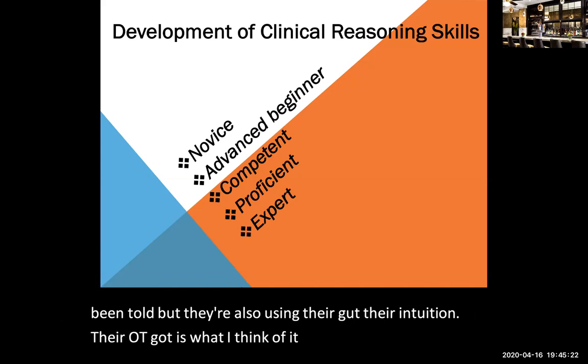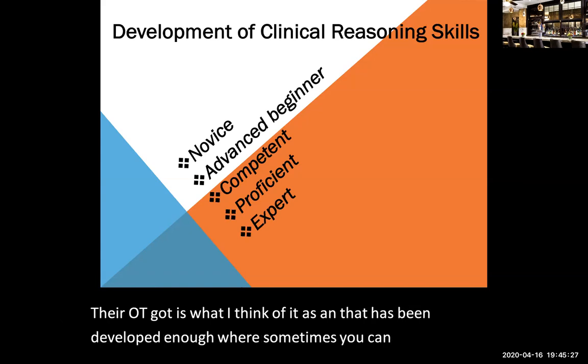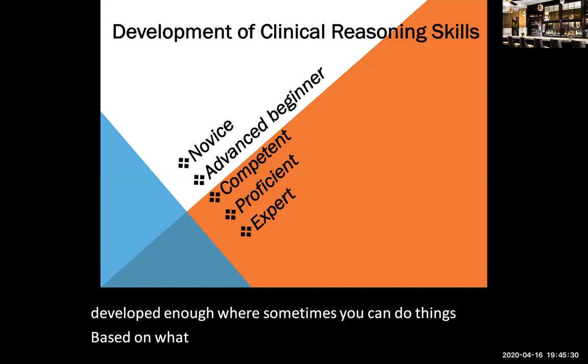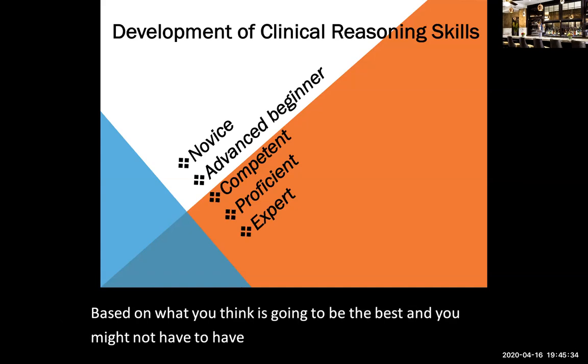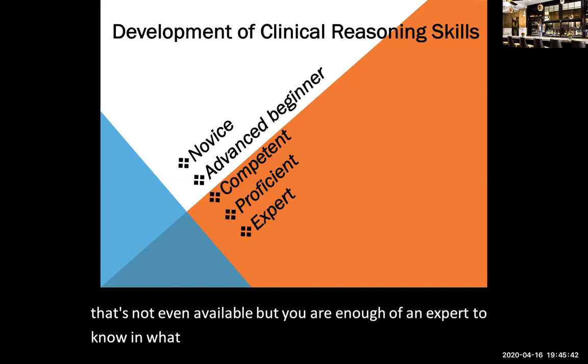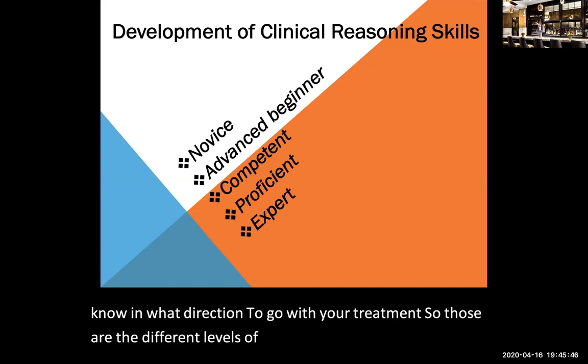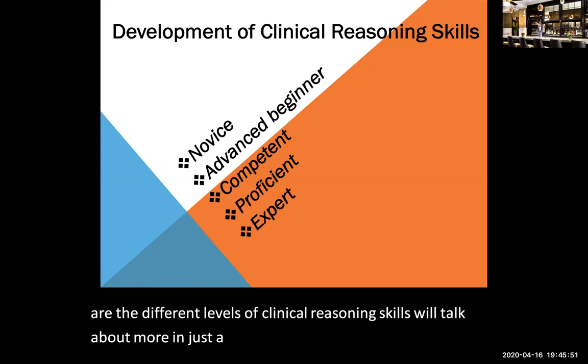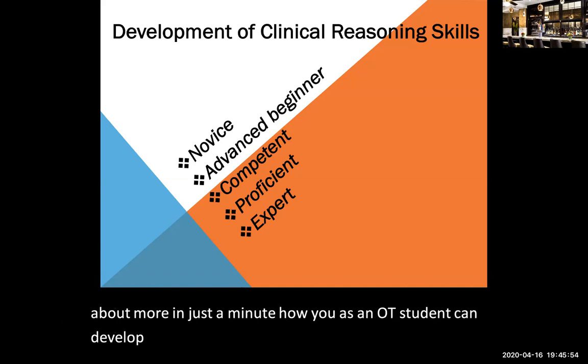And that has been developed enough where sometimes you can do things based on what you think is going to be the best. And you might not have to have that solid base of research, or maybe that's not even available, but you are enough of an expert to know in what direction to go with your treatment. So those are the different levels of clinical reasoning skills. We'll talk more in just a minute about how you as an OT student can develop your clinical reasoning skills. But first, let's talk about the clinical reasoning.